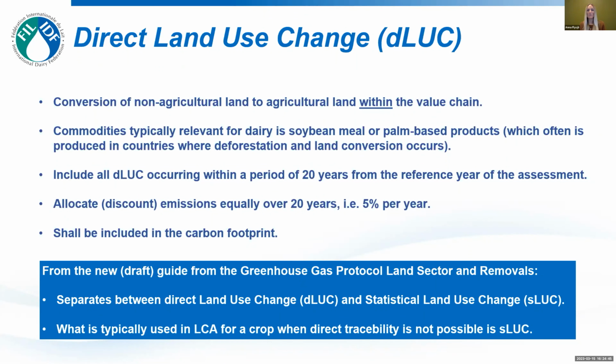And in that guideline, it separates between the direct land use change and statistical land use change. And what is typically used in an LCA for a crop when direct traceability is not possible is what this guideline refers to as statistical land use change. And we have not used this terminology in the IDF guideline, but I think it's quite sensible, and if this will be as this in the greenhouse gas protocol, then it's very good to be aligned with that as well. So it's basically the same, you could say, but the direct land use change is when you have direct traceability, while the statistical land use change is if you don't have the direct traceability to the specific product.